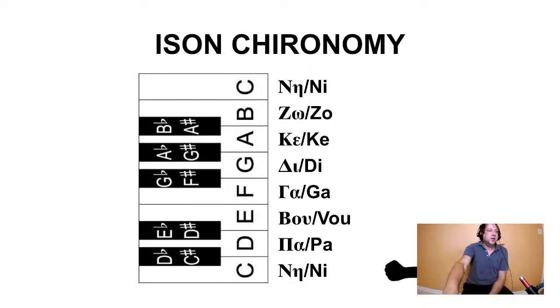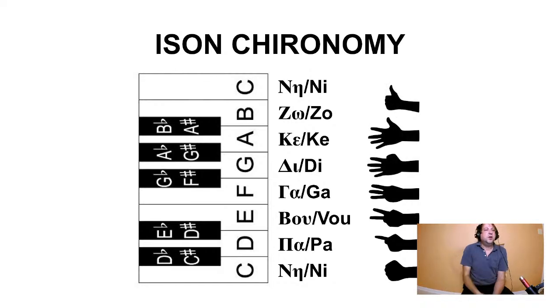For ni, or si, or do, it's a fist. Then it's one finger for every note above that. So it's one finger for pa, two fingers for vu, and then so on: three for ga, four for di, five for ke, and then a thumb for zo. And then if you want to do a high ni, you just gesture high. So when you see me making all these weird gang signs at the analogion, it's because I'm showing the guys where they want to hold their isokratima.